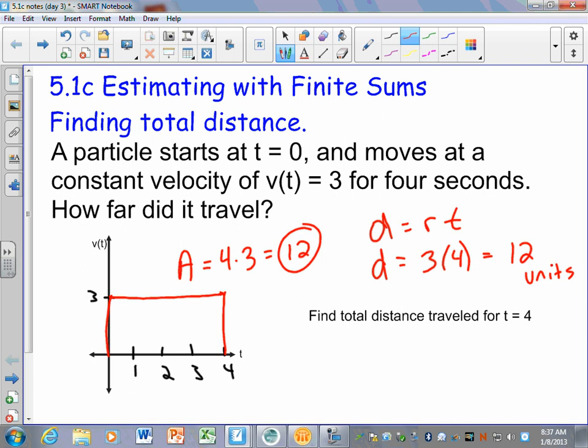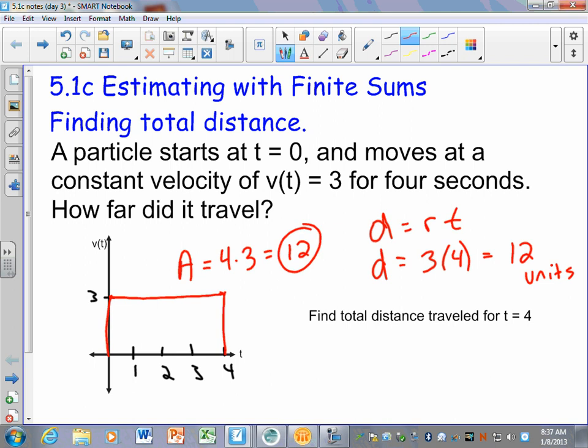Will it always make a rectangle? No. So wouldn't the distance formula be easier? Because what if it makes a shape we don't know? What if the velocity isn't constant? Are we going to always be able to make a shape? What if my line was curved? Am I going to be able to make a shape? That's where integration comes in.